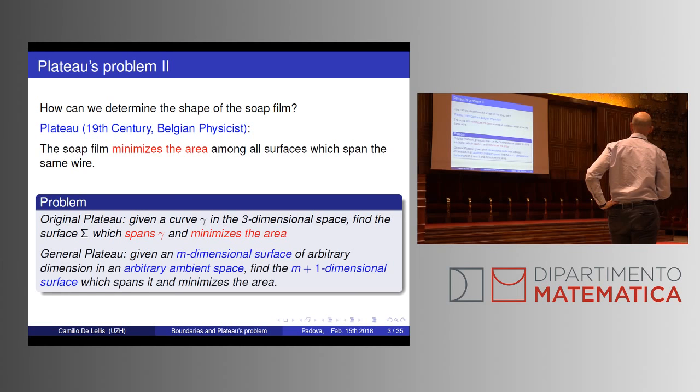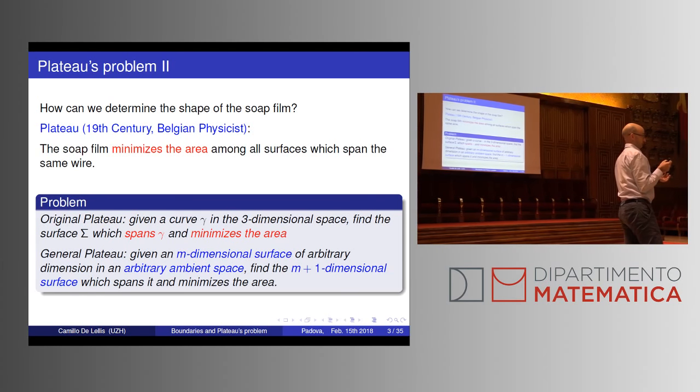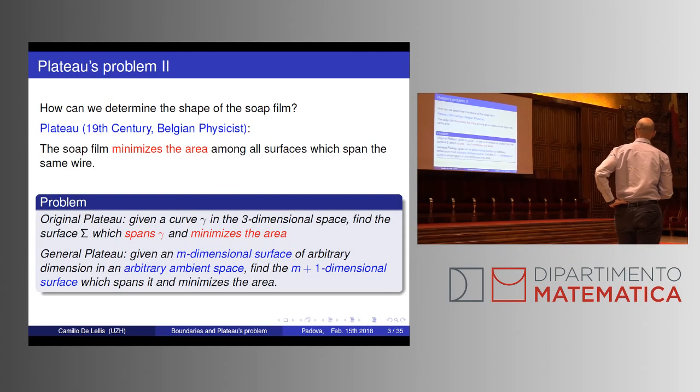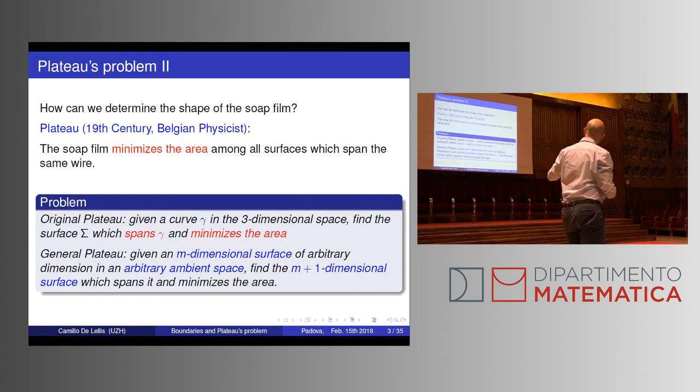Instead of being given a curve, which is a one-dimensional object, you are given a general m-dimensional surface. So m is the arbitrary dimension. Of course, it cannot be just a completely general surface. For instance, the wire is what we call a closed surface, right? You have a wire and it's attaching. If you just put a piece of metal, like a line of metal inside, you will see you get it outside and there is no soap film, okay? So it's what a mathematician would call an m-dimensional surface which is a boundary. That's the name for the title of the talk, boundaries.